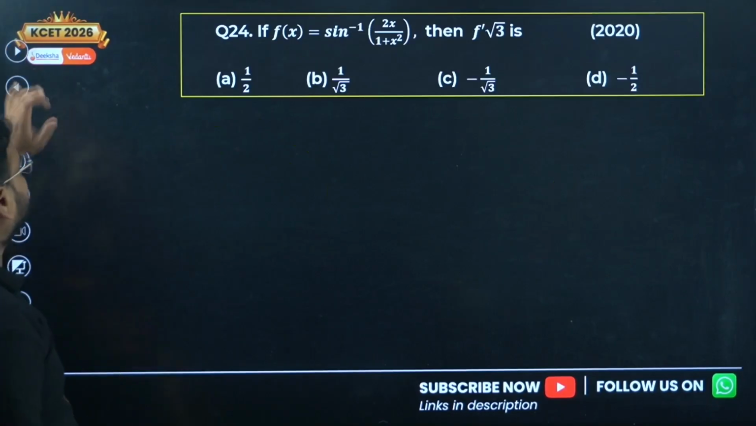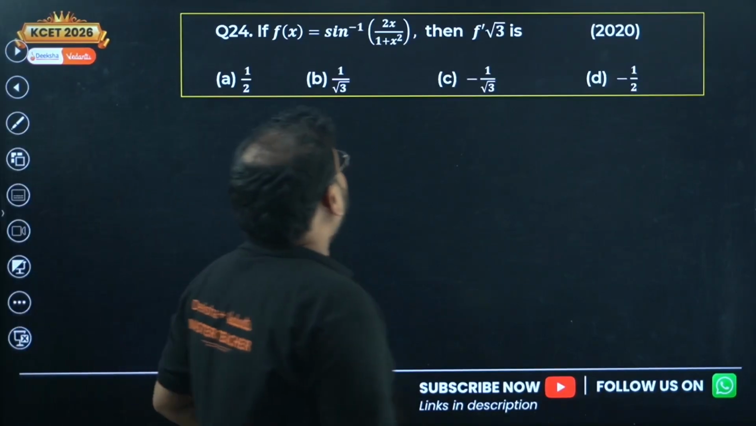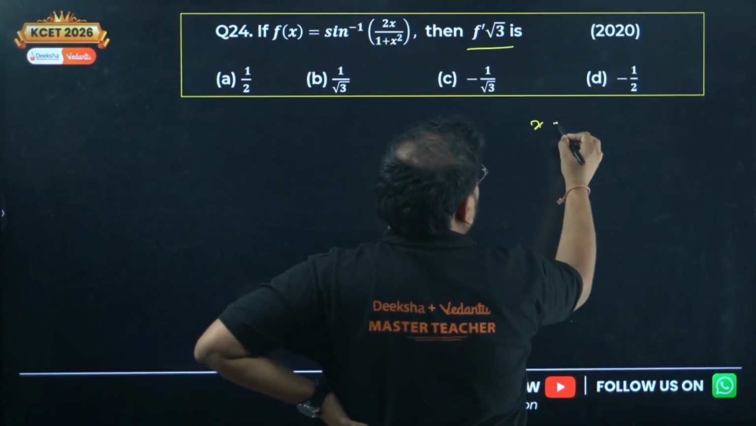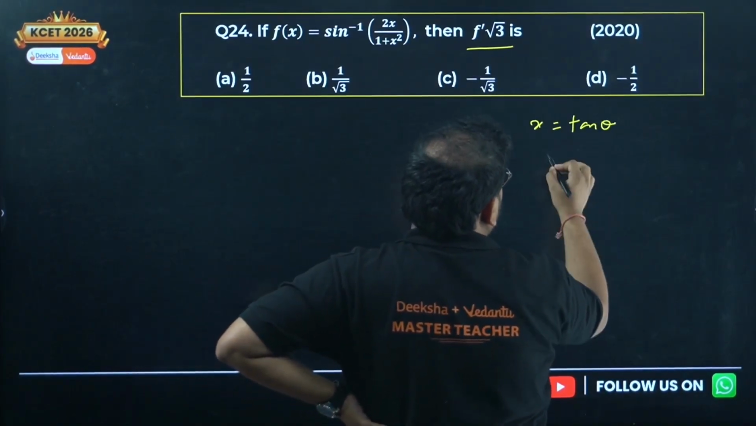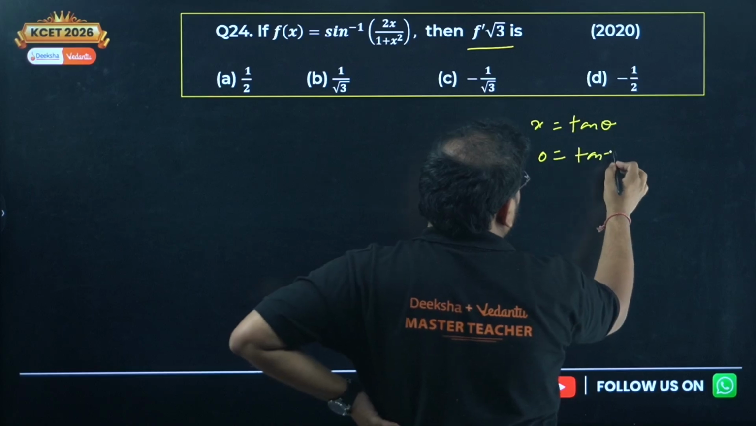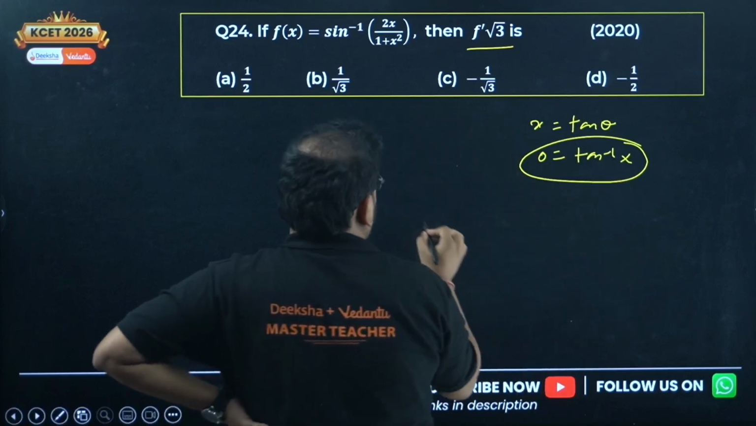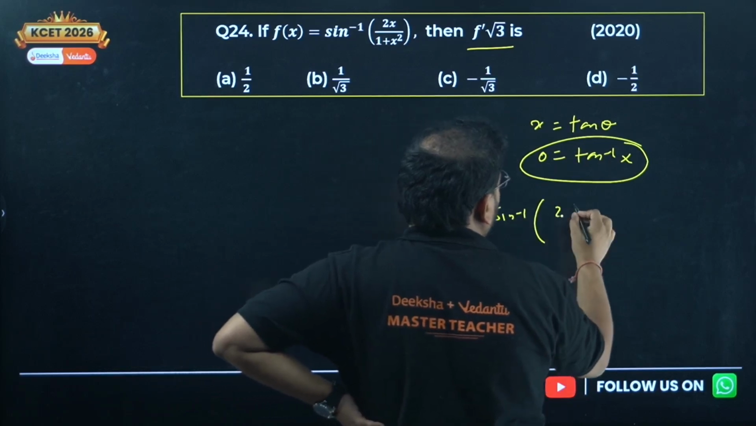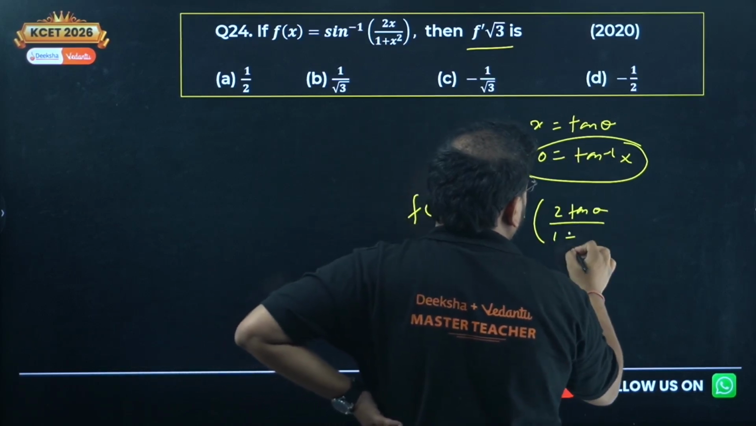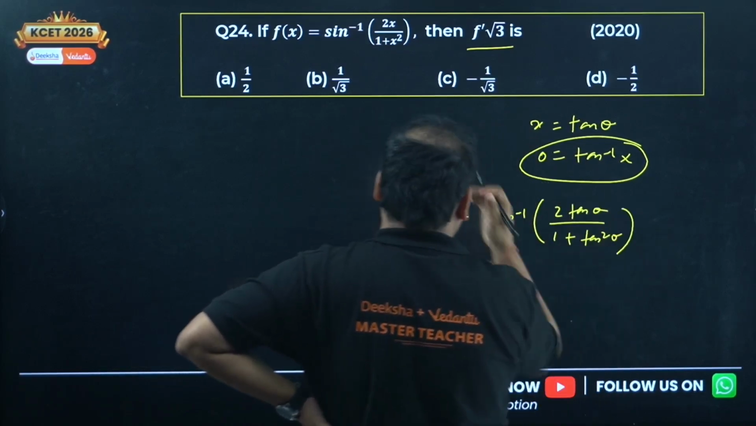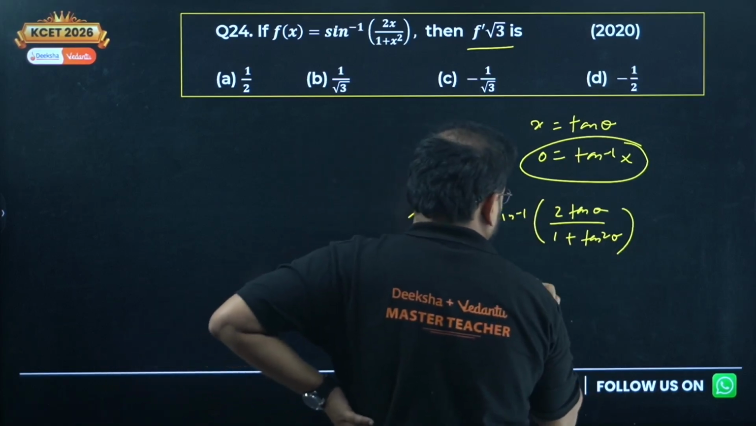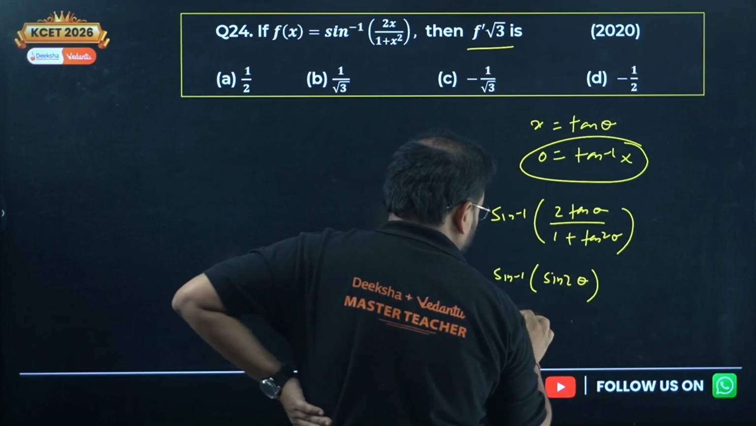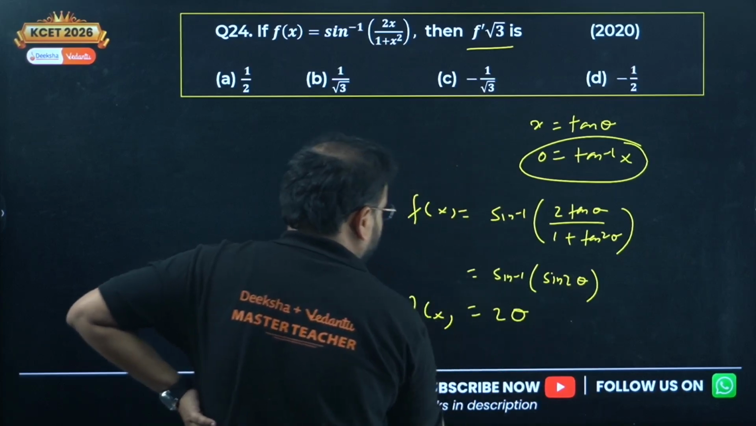24th now. If f of x is sine inverse of 2x upon 1 plus x square, find f dash of root 3. Take x as, first of all, tan theta. So theta will be tan inverse of x. Check this out. You'll have f of x as sine inverse of 2 tan theta upon 1 plus tan square theta, which is sine inverse of sine 2 theta. You get the value as 2 theta as f of x.